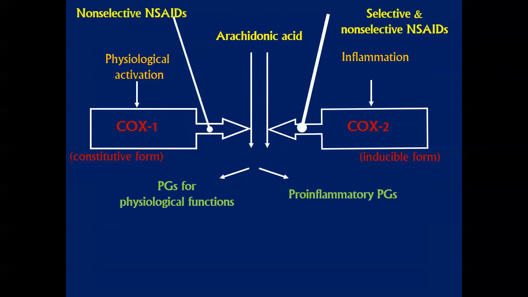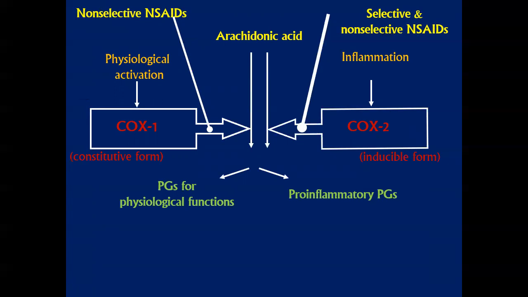And you can see, on a later slide, there are non-selective NSAIDs, non-steroidal anti-inflammatory drugs. Non-selective means they inhibit both COX-1 as well as COX-2, whereas we have selective COX-2 inhibitors, which selectively inhibit COX-2. In order to reduce pain and inflammation, what is required?